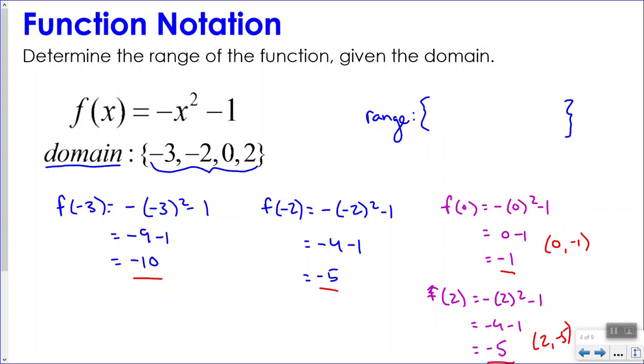And the second thing we want to keep in mind is we want to put the numbers in order from least to greatest. So my smallest value is negative 10. Then we have negative 5 and negative 1. And that would be my range.